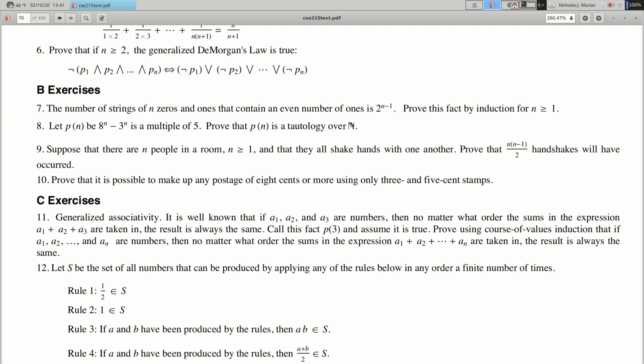So P of n is the proposition that if there are n people in a room and they all shake hands with each other, that n times n minus 1 over 2 handshakes take place. So try to come up with an inductive proof of this. In other words, write out P of n plus 1 in an ignore section, and think about how you get from P of n to P of n plus 1. What happens when one more person comes in the room and everybody shakes hands? How is that related to the case when there's n people in the room?